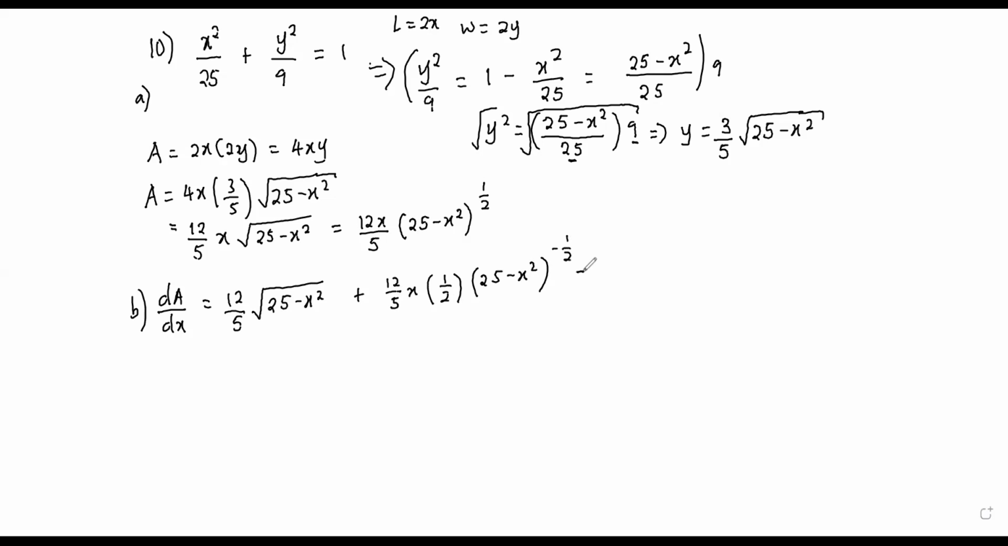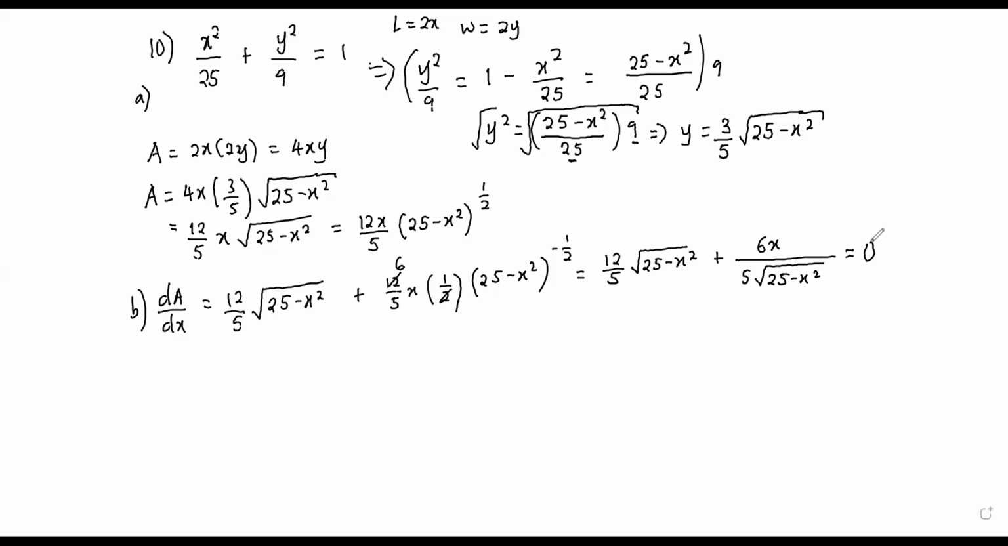like that, which is going to be 12 over 5 times the root of 25 minus x squared, plus, so this 2 here, 1, 2 there, 6, we get 6x over 5 multiplied by the root of 25 minus x squared. At this point, we equate this to 0.